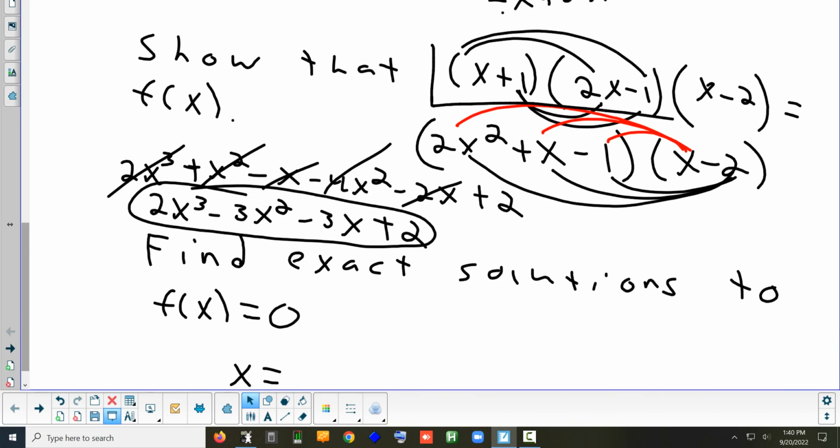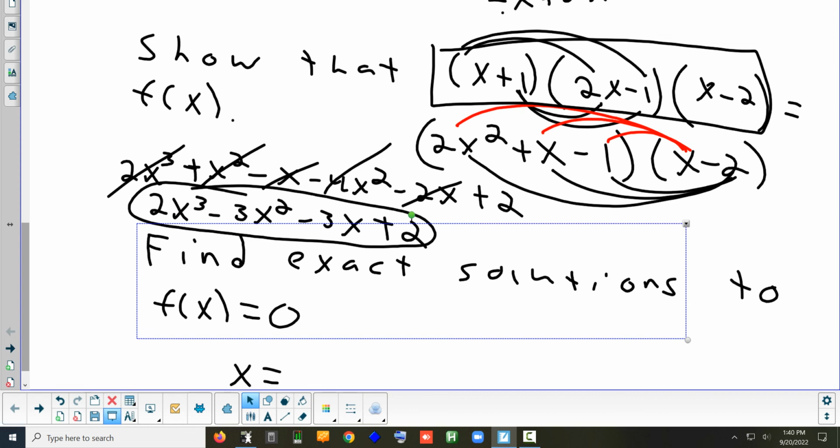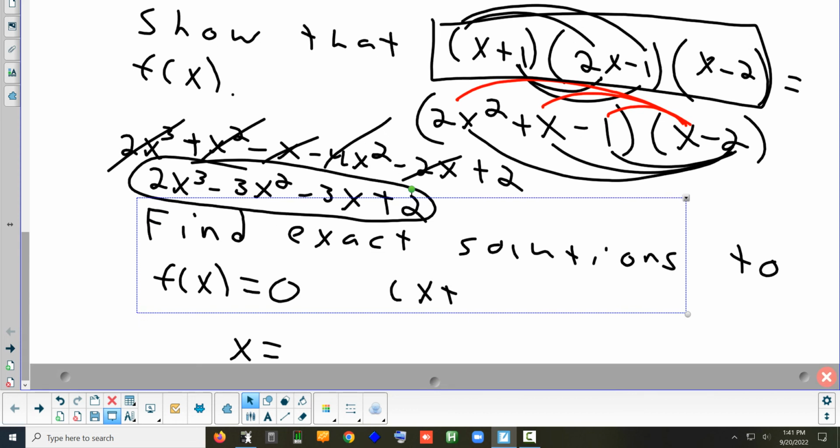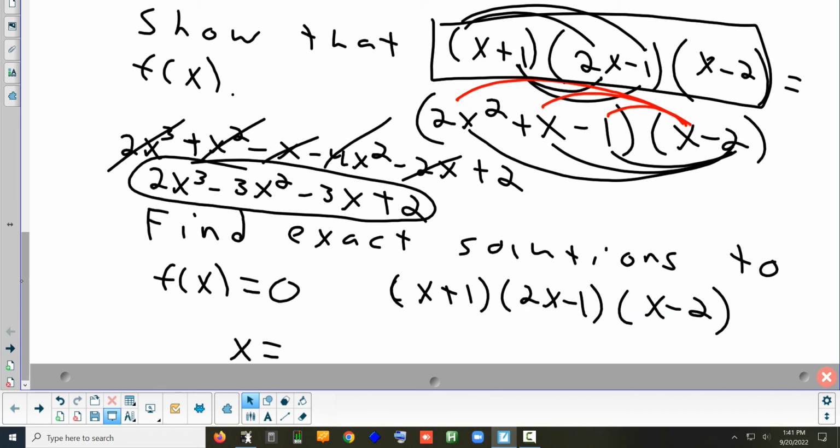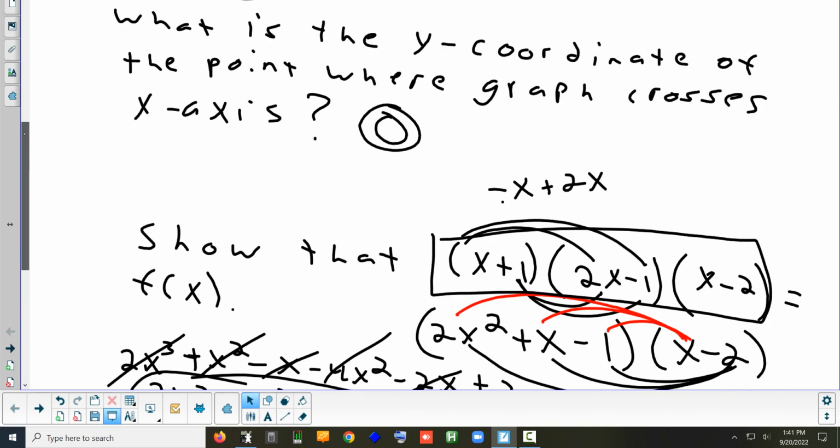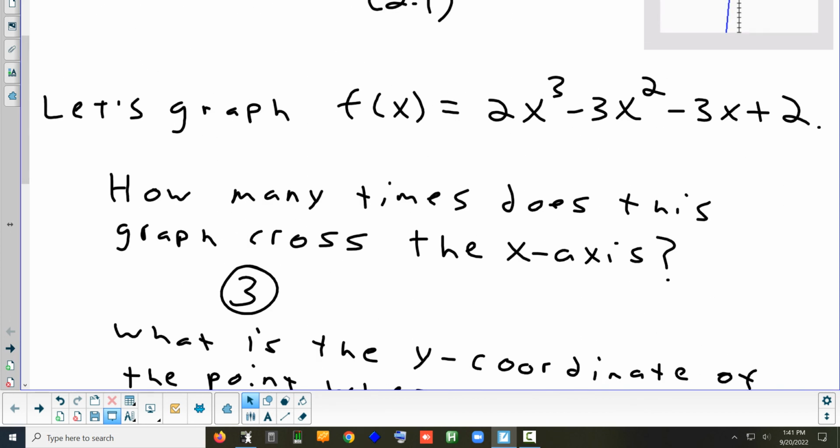So this is the function I'm calling f of x. And I want to know what can you plug into it to get 0 as an answer. So f of x is x plus 1, 2x minus 1, times x minus 2. That's the formula that I'm working with. And I want to know when does it equal 0. Now, first, does everyone agree what I have written in those parentheses is exactly the same thing as this? Okay, that is the same.